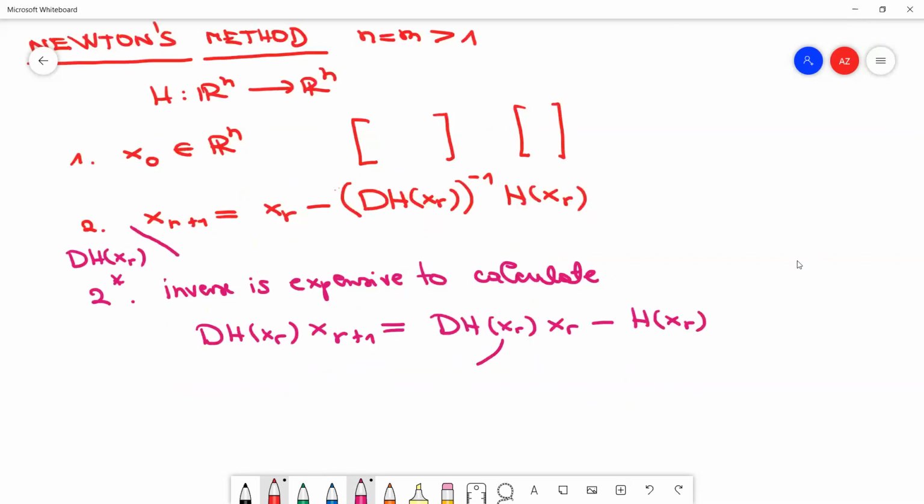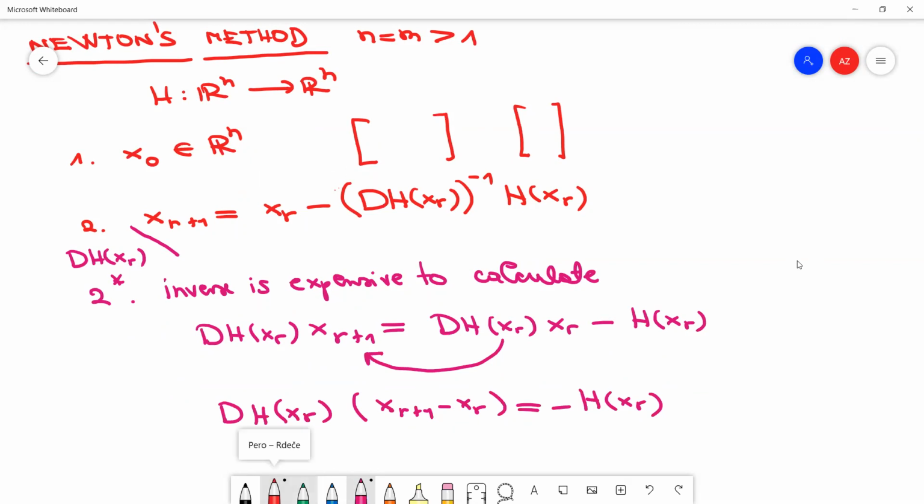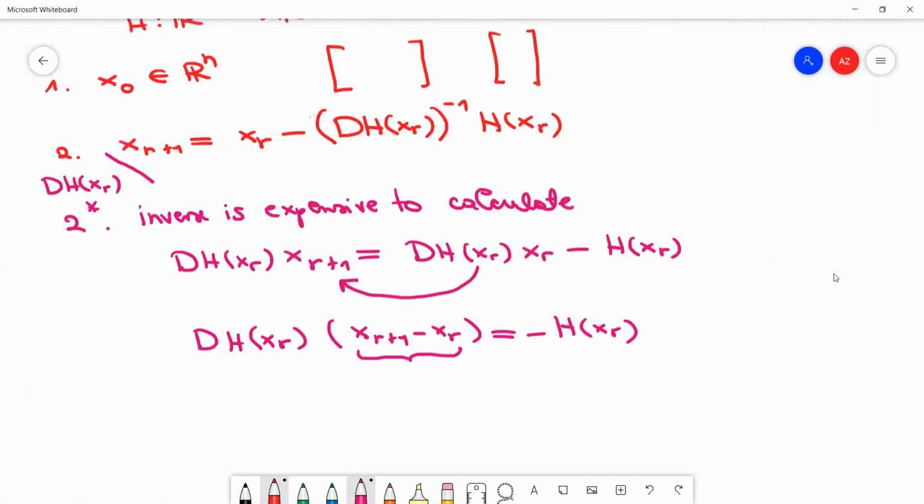And now we put this on the left-hand side and we get D of H at XR, applied to the vector X(r+1) minus XR, equals minus H of XR. However, we don't know X(r+1), but we can write this as a step. So we know XR, so this is the step in XR. And we solve this system.